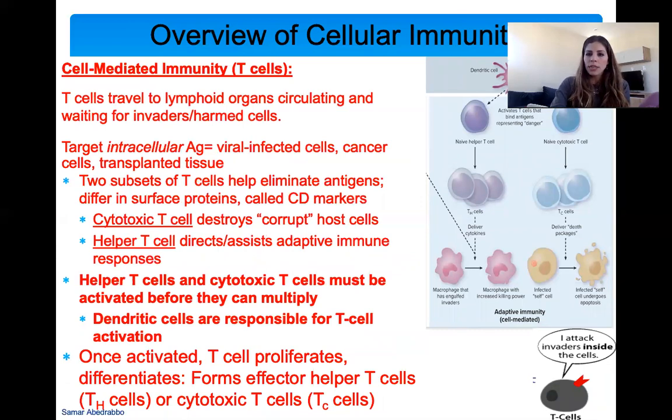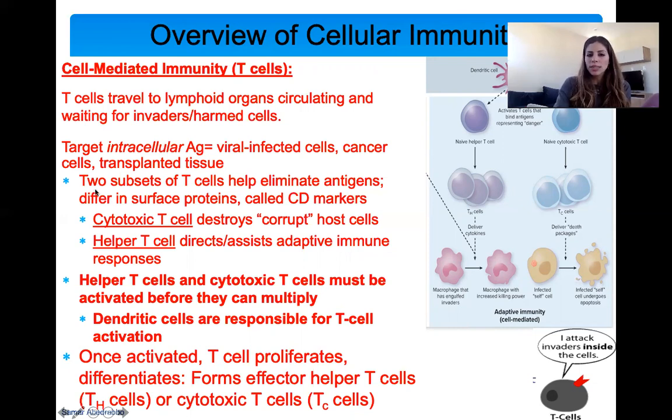Cellular immunity, or cell-mediated immunity, has to do with T cells. T cells are in lymphoid organs, lymph nodes, tonsils, spleen, appendix, and they're waiting for intracellular invaders or cells that have already been harmed. Remember, they cannot recognize antigens or pathogens that are floating outside cells. They have to be inside cells. That's what cell-mediated immunity is. They target intracellular antigens: virally infected cells, cancer cells, transplanted tissue.